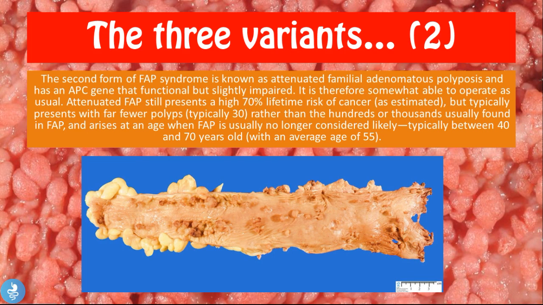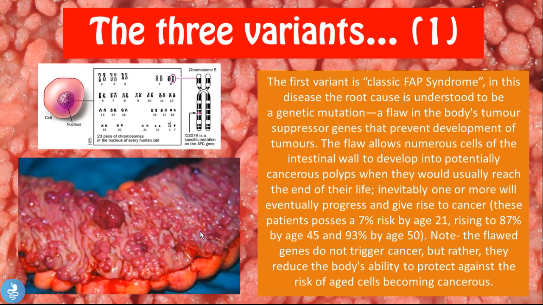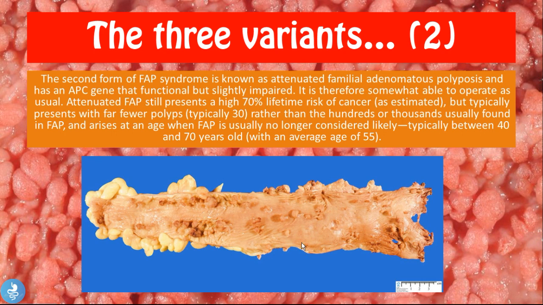So let's go back to that picture. So you see this large quantity of polyps that have developed here, and this is the classic FAP, and then compare it to this attenuated form of FAP.